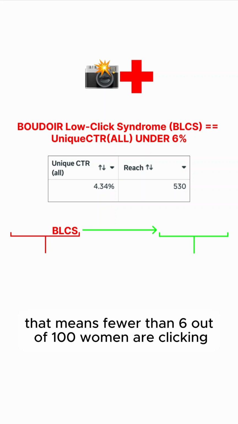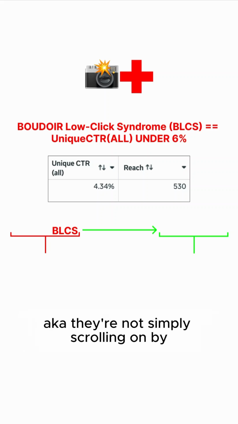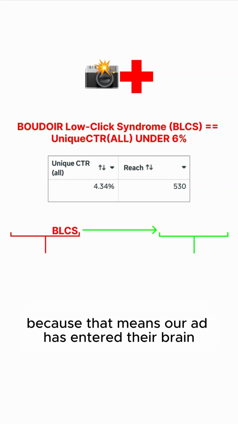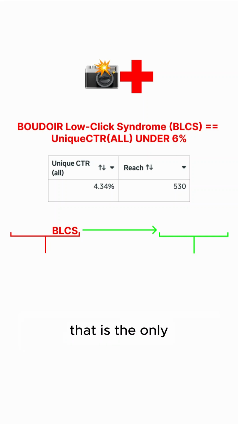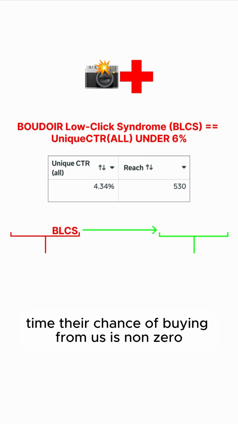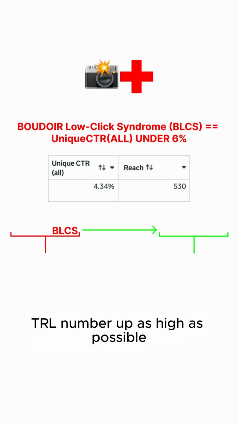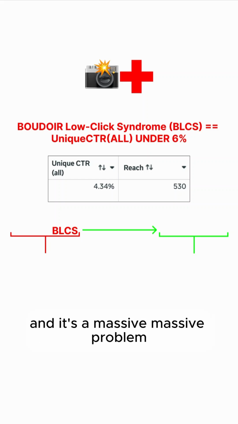That means fewer than 6 out of 100 women are clicking somewhere on our ad, aka they're not simply scrolling on by. And we care about women clicking somewhere on our ad because that means our ad has entered their brain. And we care about that because when our ad enters their brain, that is the only time their chance of buying from us is non-zero. So we gotta get this unique CTR number up as high as possible, but under 6% is the most common thing I'm seeing, and it's a massive, massive problem.